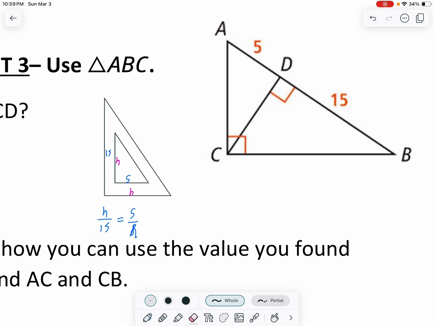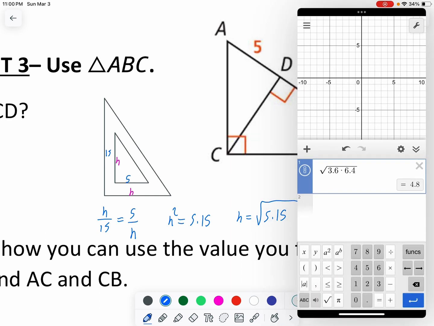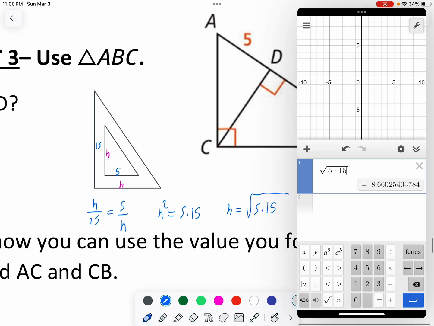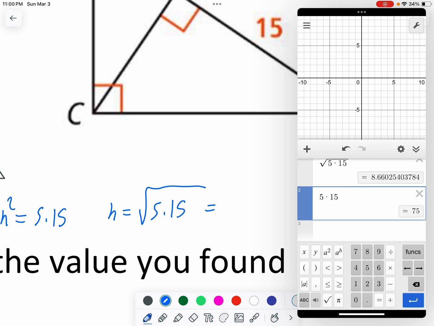So, just like with the last problem, I need to solve this by cross-multiplying. H squared is equal to 5 times 15. So h is equal to the square root of 5 times 15. All right, what is that? Five times 15. 8.66. Now, I could also write it like this, just by typing in 5 times 15 here. This becomes the square root of 75.